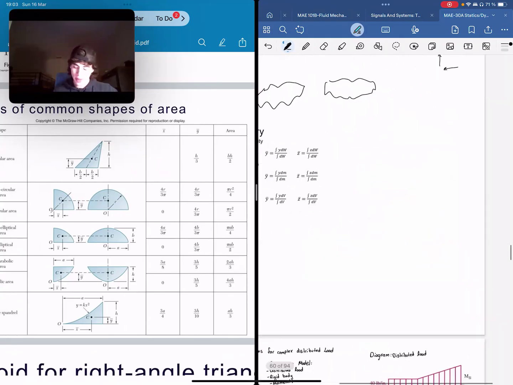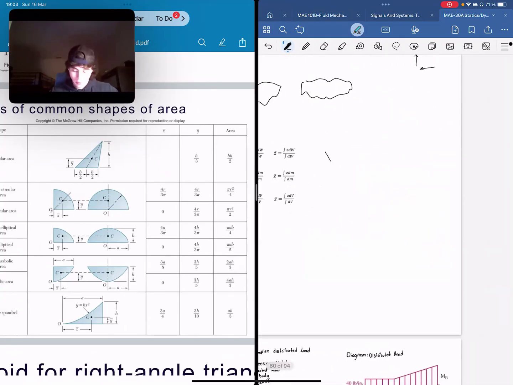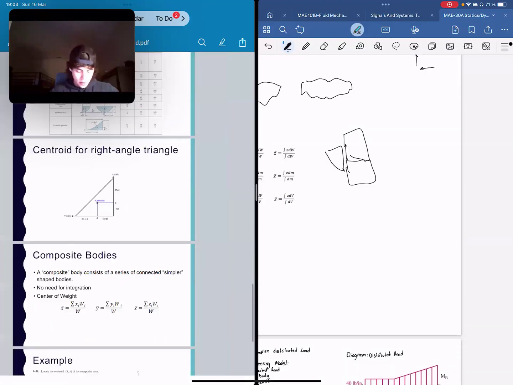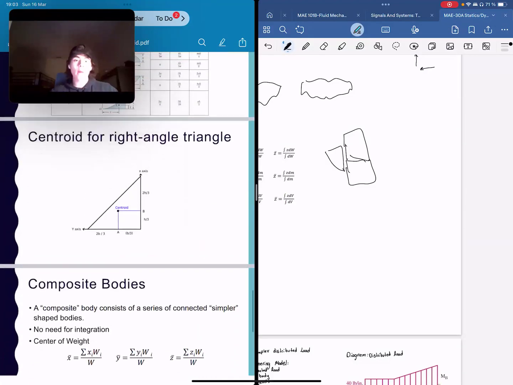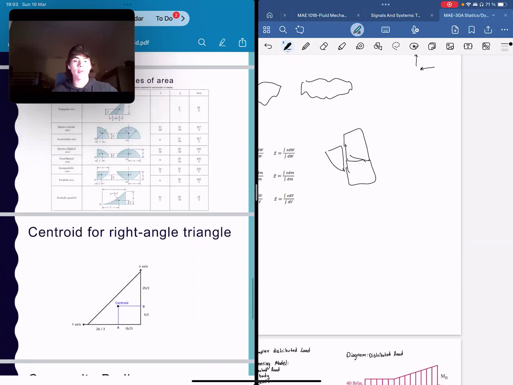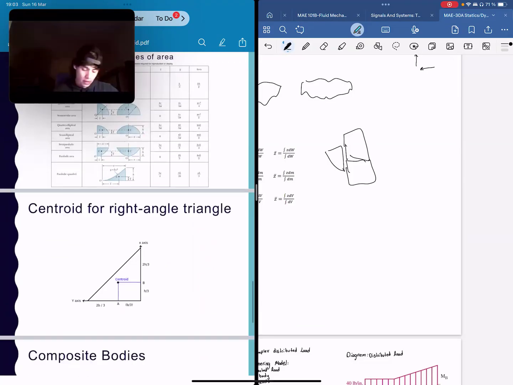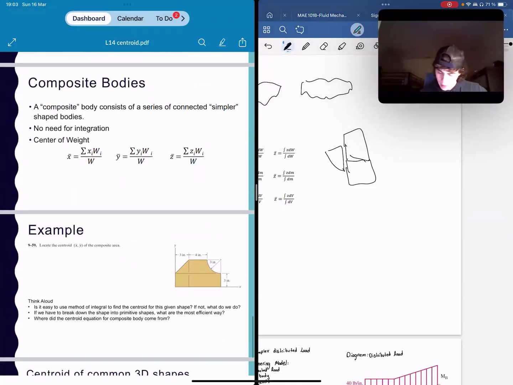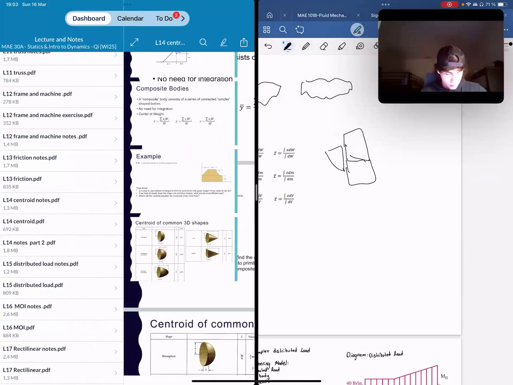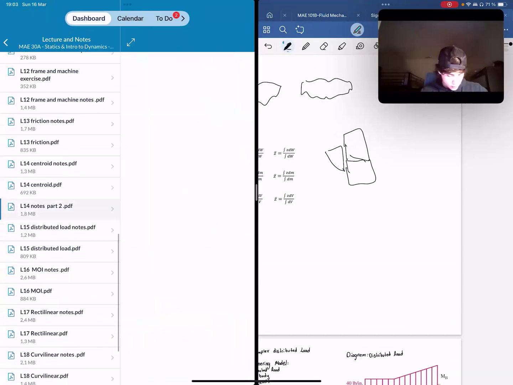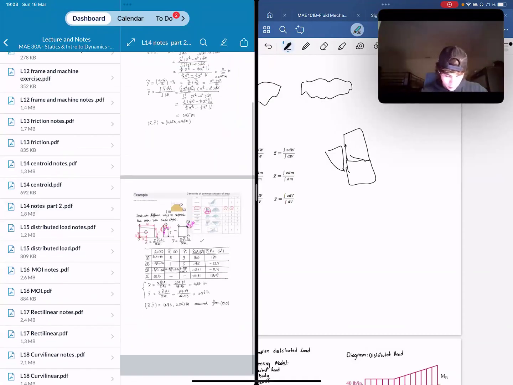But if a body is composed of multiple shapes, as we saw in the homework, I could, as in this example, add up all the contributions of each shape and compute the x bar and y bar of that entire shape. That is what I'm going to do. There's an example I would like to show right here.